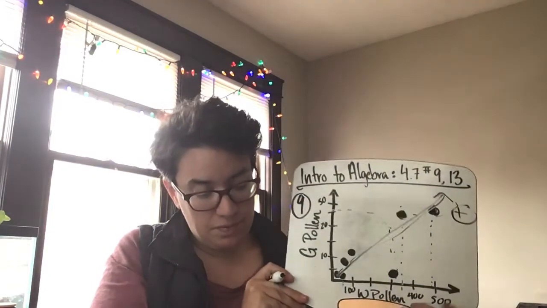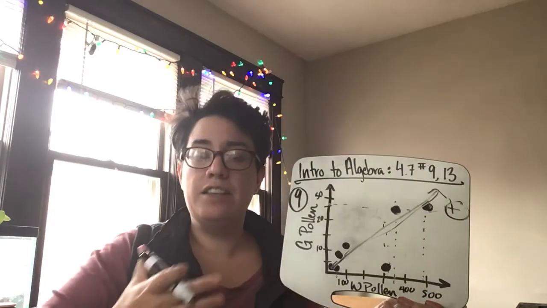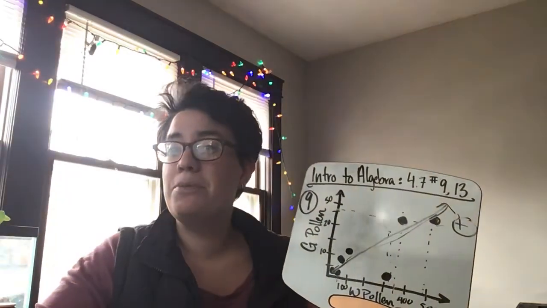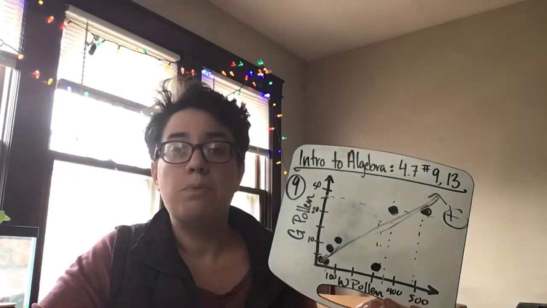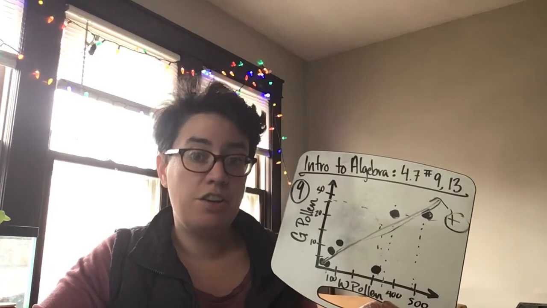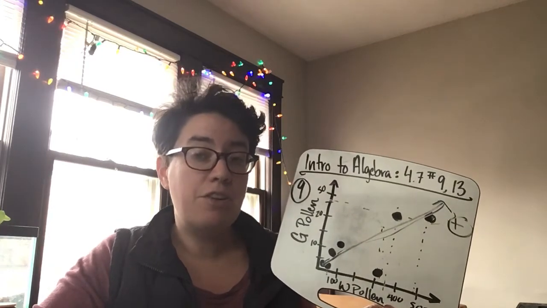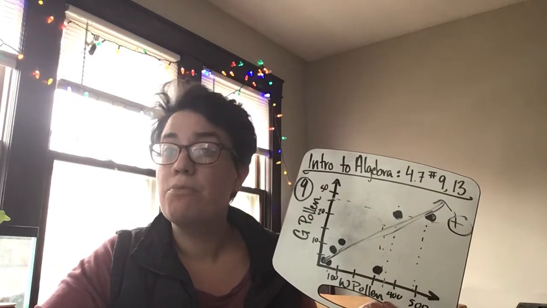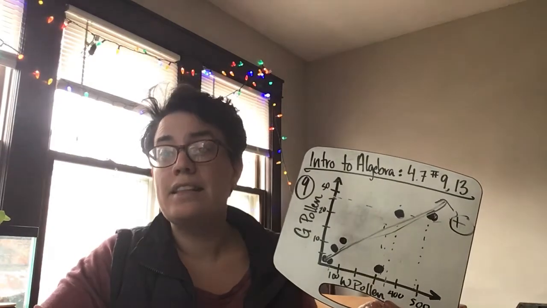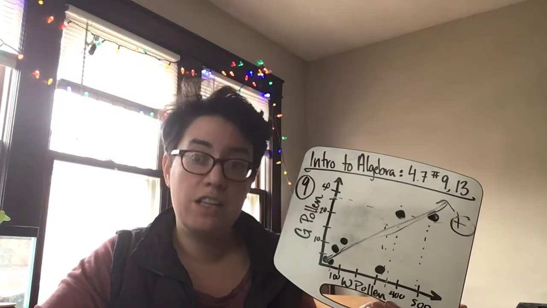Now, for 13, this one asks you, here we say it has a positive correlation, but talk about the difference between cause and effect. So because these are positively correlated doesn't mean that they cause each other. So grass pollen increasing doesn't mean that the weed pollen increases. They both happen to increase at the same time, but they don't cause the other one.